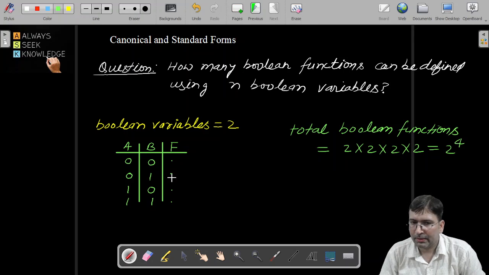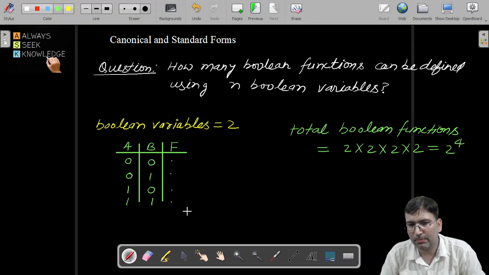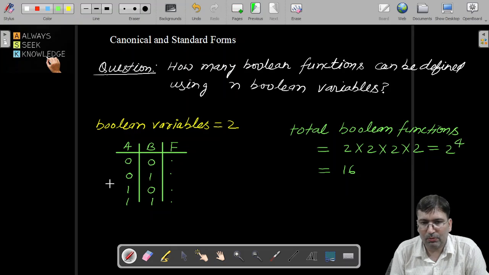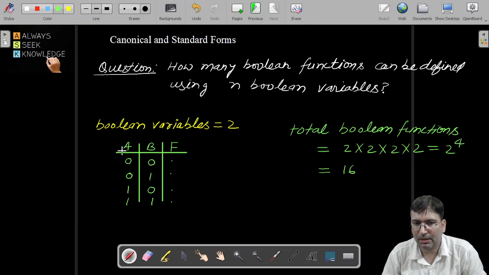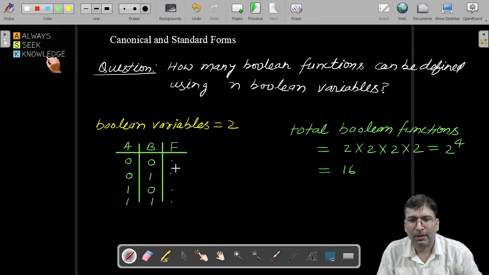Because there are two possibilities each, 2 multiplied by 2 multiplied by 2 multiplied by 2. So overall, how many possible Boolean functions can be defined with the help of two Boolean variables? It is 2 to the power 4, that is 16. Now in case we have three Boolean variables, there will be 8 combinations of these Boolean variables, and every combination can be mapped with two different values, either 0 or 1. So 2 cross 2 cross 2, 8 times, it will be 2 to the power 8 in that case, right?